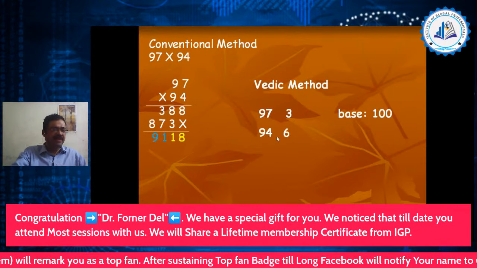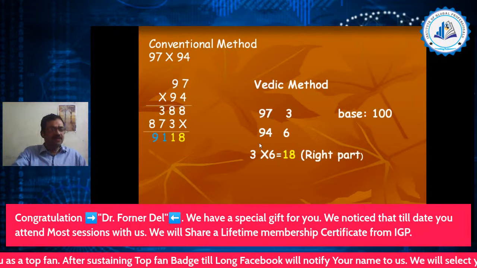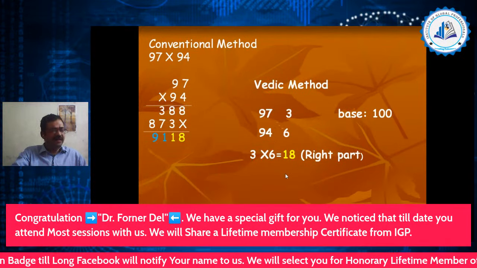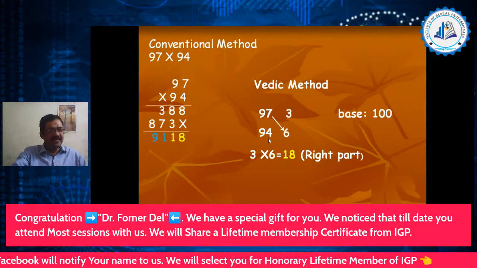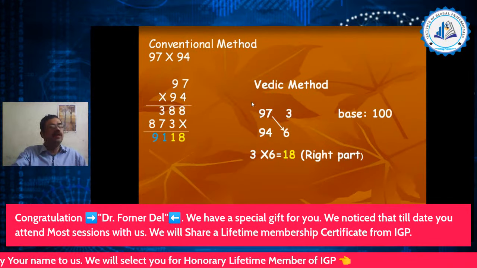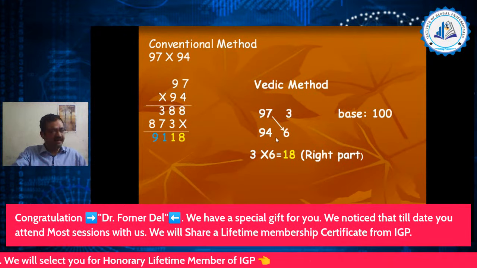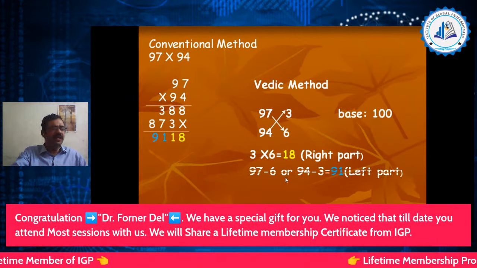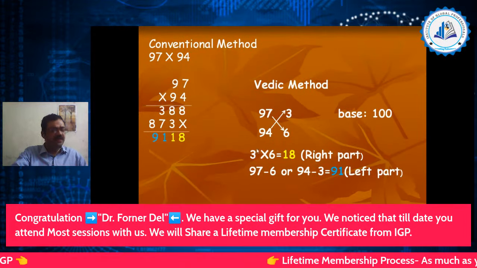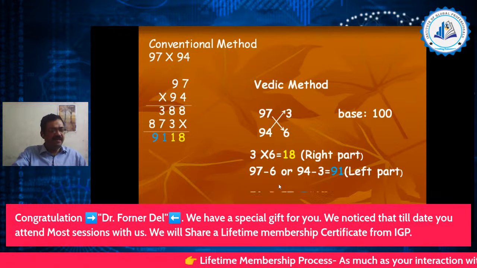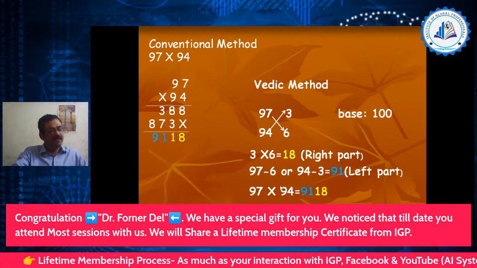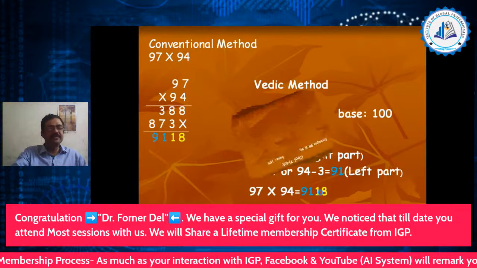The right part is simply the multiplication of both defects, 6 times 3 is 18. Very simple. And the left part, we subtract 97 minus 6, we get 91. Or 94 minus 3, we get 91, the left part. So the product of 97 and 94 is 9118, a very easy process.